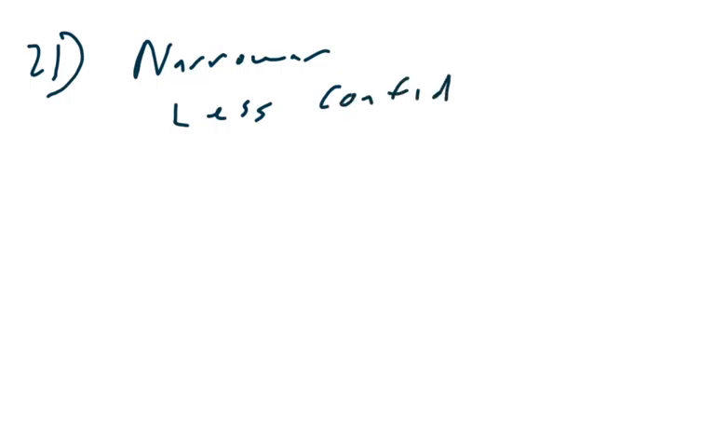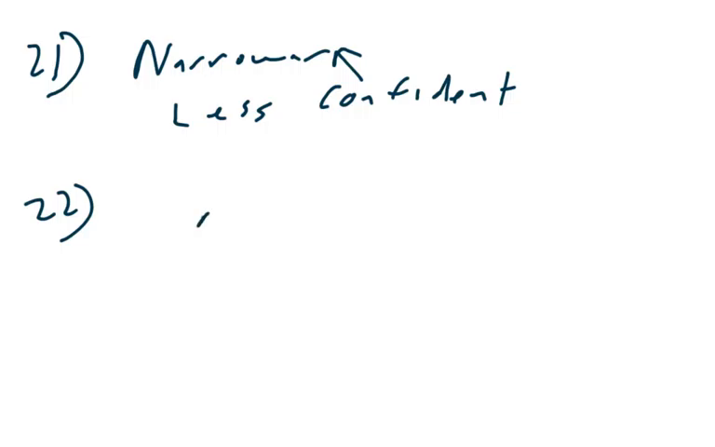Okay, for problem number 29, when we choose 95% confidence interval, which of the following will change? Well, if we are going to go from a 95 to a 90, then it gets narrower because we are less confident. Means a narrower confidence interval.